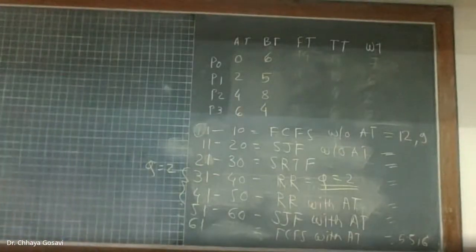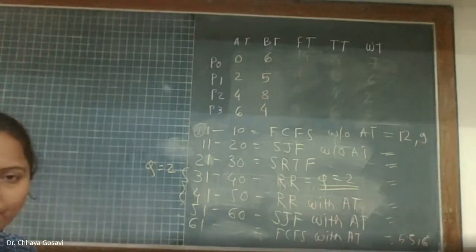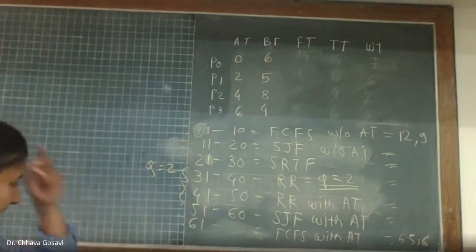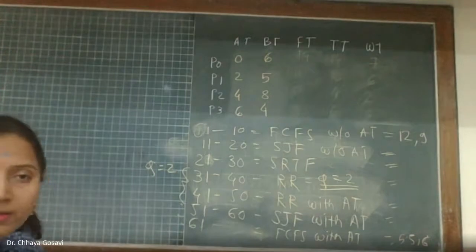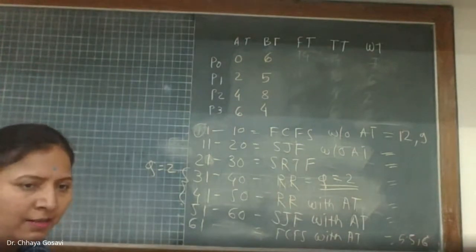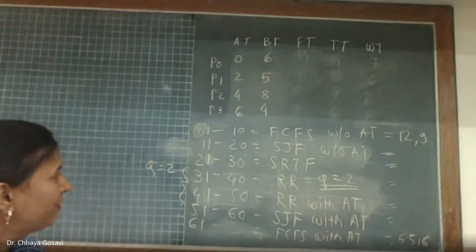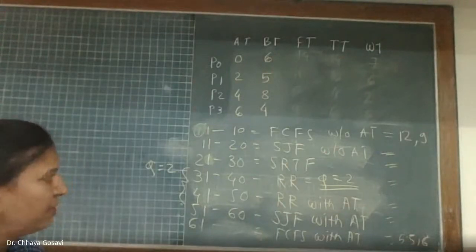If you finished with FCFS with arrival time, you can start SJF without arrival time. Roll number 11 to 20, 61 to 70 onwards. Ankita, what is the value of average wait time with SJF without arrival time? 10.25. Yes, Vaishnavi, is it true? 10.25. Ma'am, 7.75.